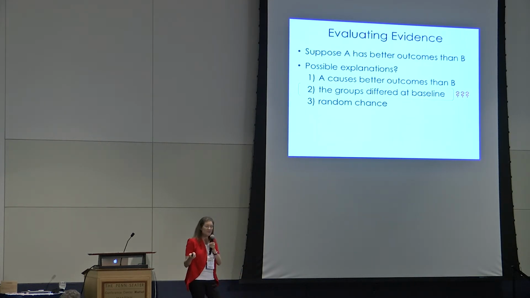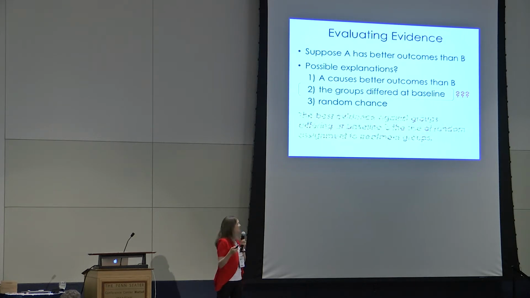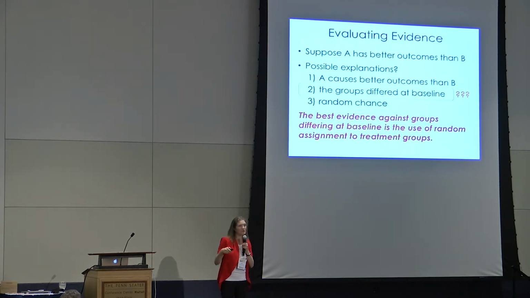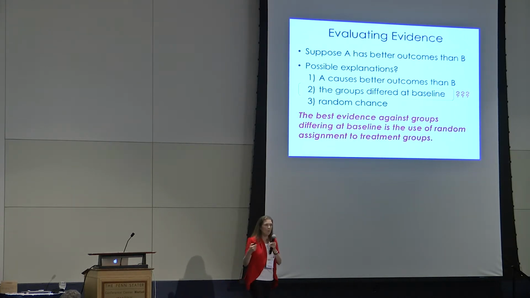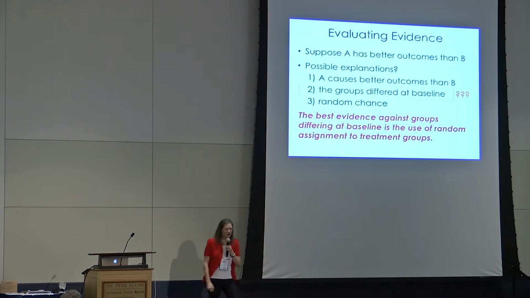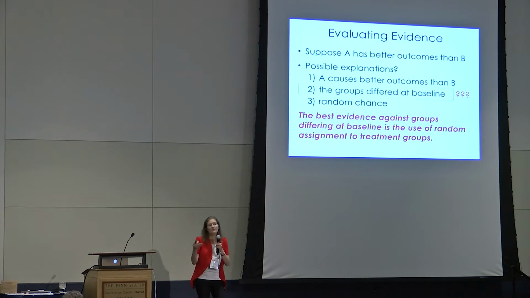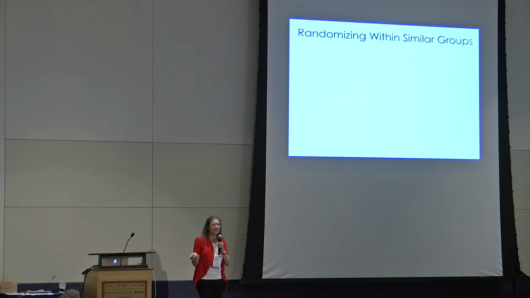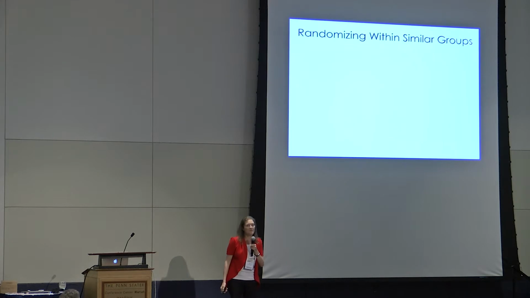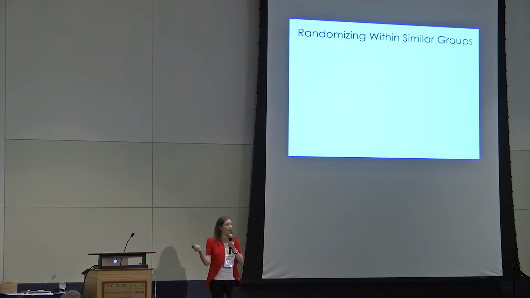If you want to know if the groups differ at baseline, the best evidence against this is the use of random assignment to treatment groups. So when evaluating evidence, students should always be asking, was there random assignment? Okay. So I say this is the best evidence. Of course, you can go even beyond this, and you can try to do better than pure random chance. I think this could be sufficient for an intro course, but depending on your students, you might want to get in a little bit more design principles, such as the idea of randomizing within similar groups. So blocking, you might want to randomize within matched pairs, where the pairs are as similar as possible, or maybe even identical.